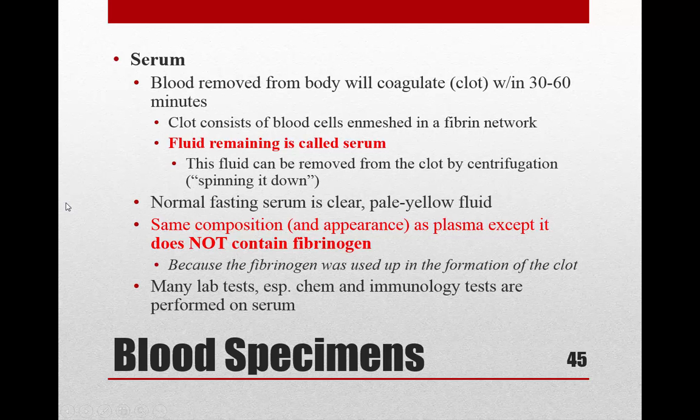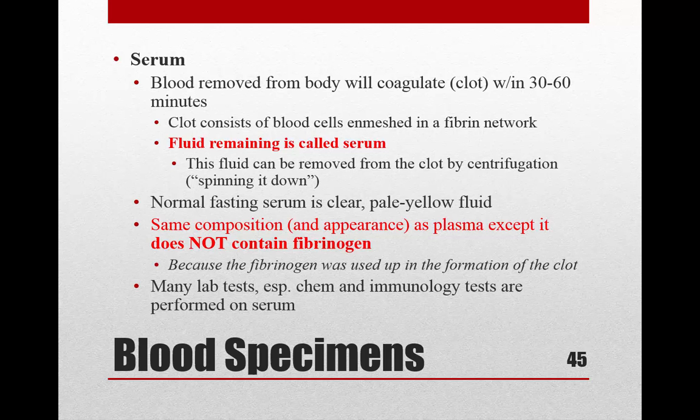Okay. So now we're moving on away from blood in the body and moving into blood as a specimen. So when we're talking about blood as a specimen, we have two different types of blood specimens. We have plasma specimens and we have serum specimens. So serum is what we're going to talk about first. Blood removed from the body is going to clot or coagulate within 30 to 60 minutes on its own. If it's in a tube that has a clot activator, then it's going to happen even faster.